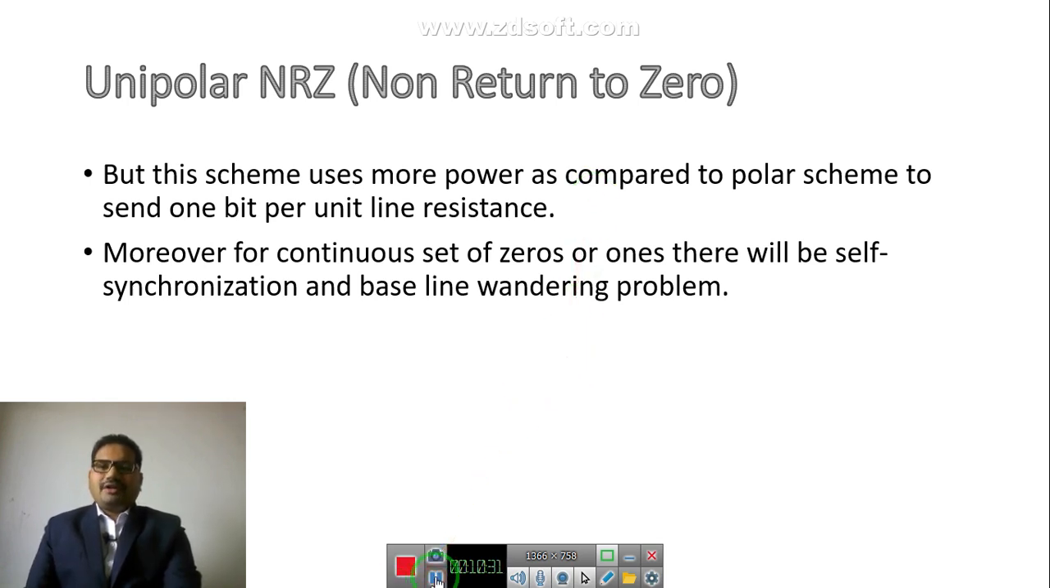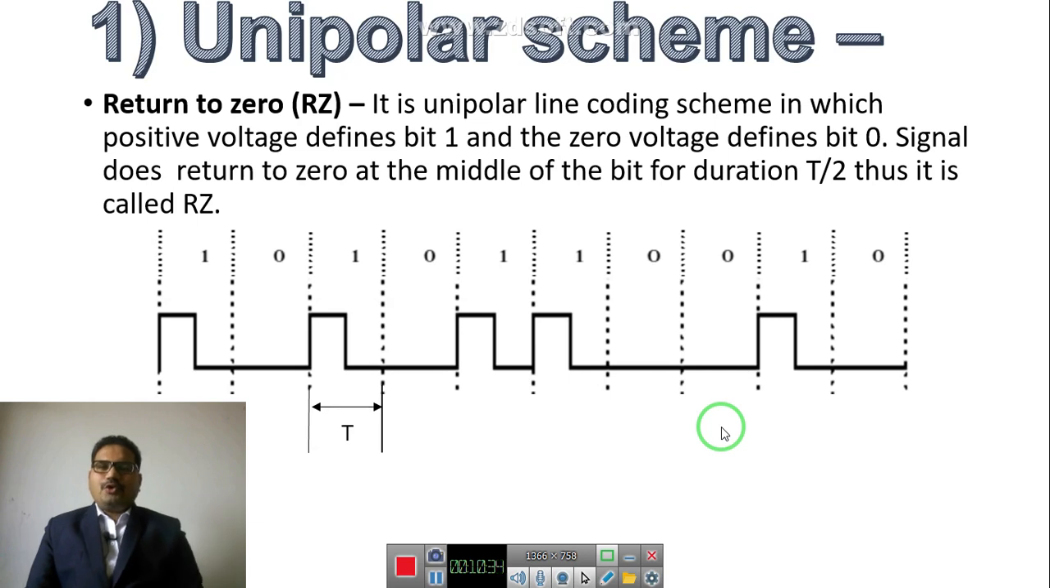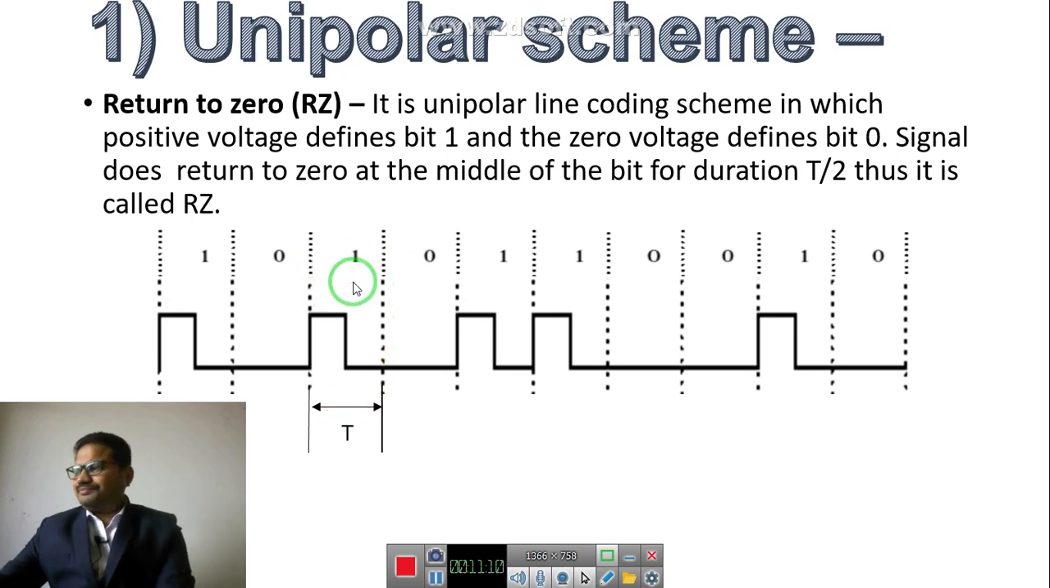Now, moving towards the unipolar scheme that is return to zero. We have seen non-return to zero. Now, in return to zero, basically it is a coding scheme in which the positive voltage defines bit 1, and the zero voltage defines bit 0. But here the signal does return to 0 in the middle of the bit, for a duration of T by 2 seconds. See, this is your T by 2.